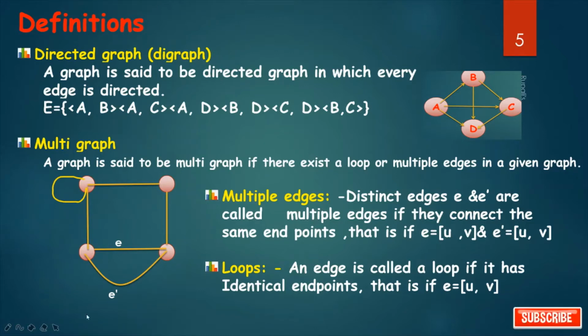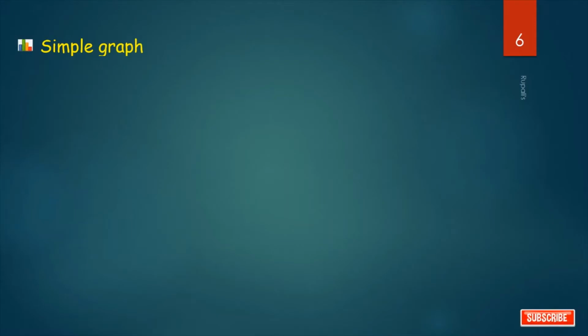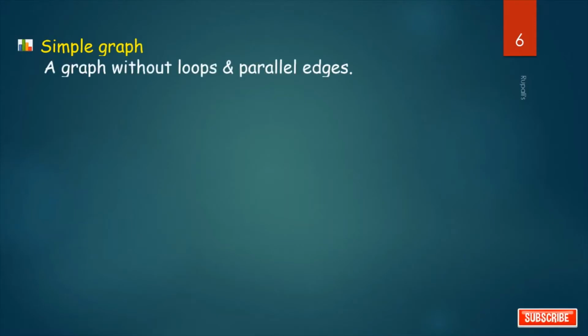A graph containing either multiple edges or loop or both is called a multigraph. So this is an example of a multigraph. So what is a simple graph? Just the opposite, a graph without loops and parallel edges. Then that graph is called a simple graph.